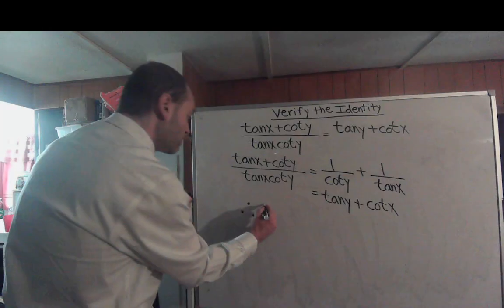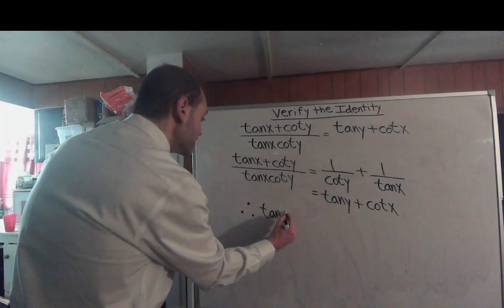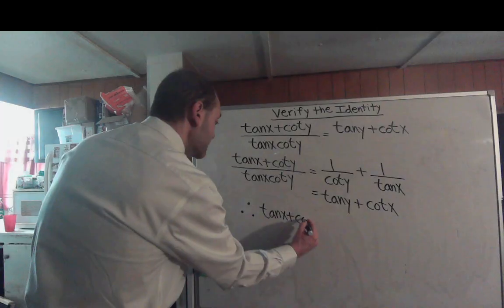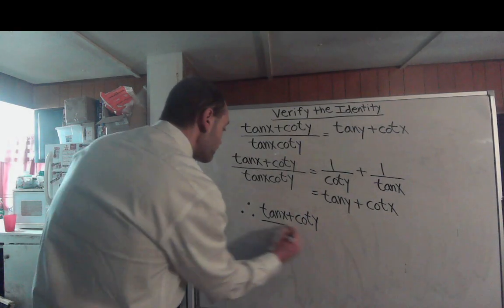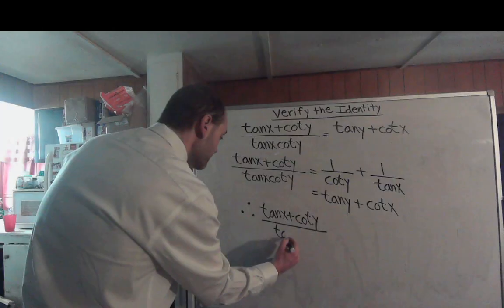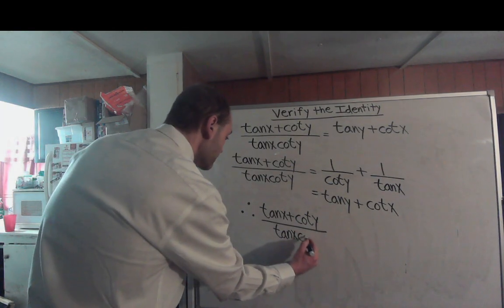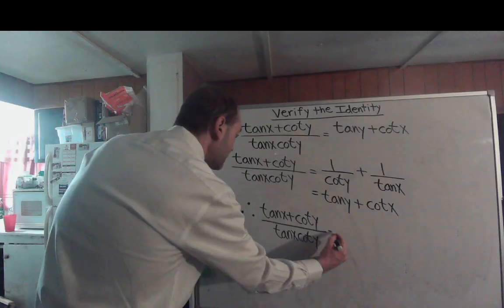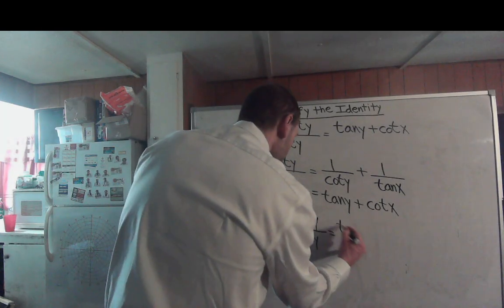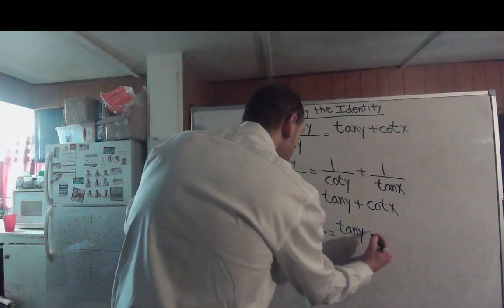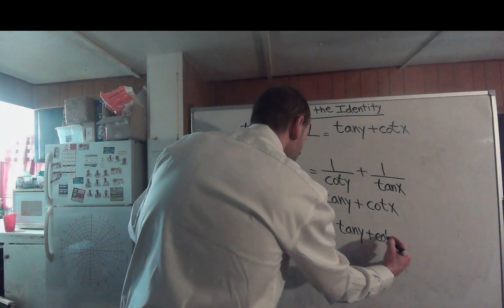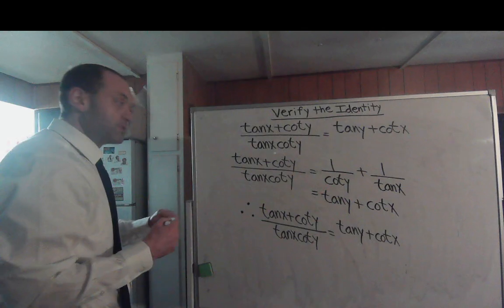So therefore, the tangent of x plus the cotangent of y all over the tangent of x cotangent of y equals the tangent of y plus the cotangent of x. So that one actually was not that bad.